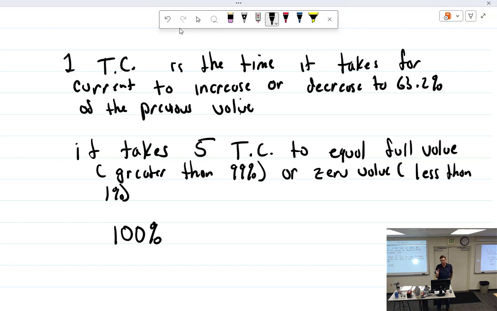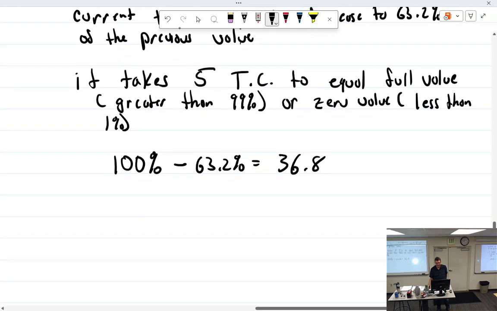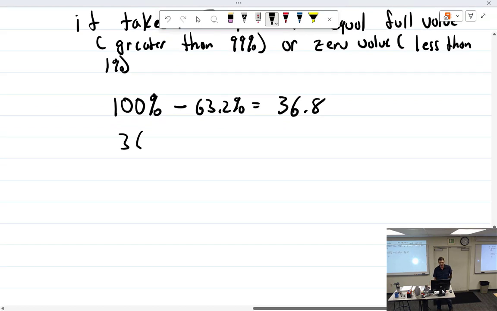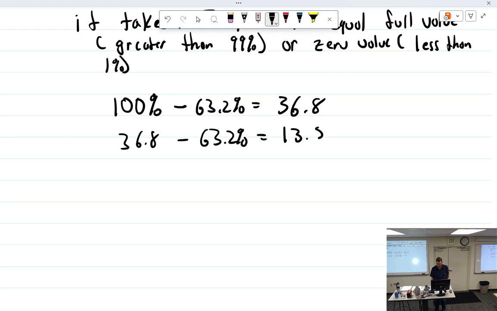remember that a time constant is the time it takes for the current to increase or decrease 63.2%. So 100% minus 63.2% equals 36.8. Then 36.8 minus 63.2% of itself, you have to figure out what is 63.2% of that and subtract it. I can just tell you what that is. It should equal 13.54.